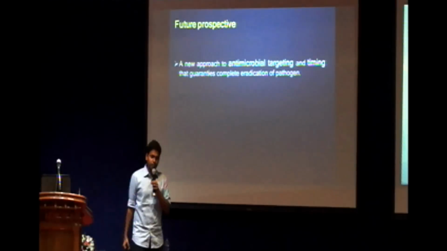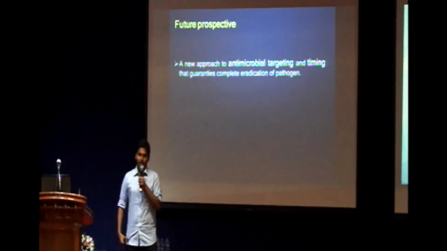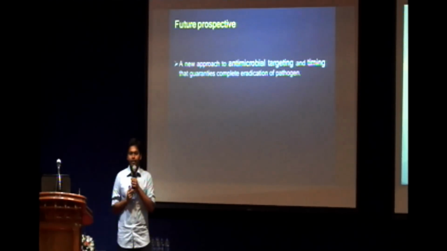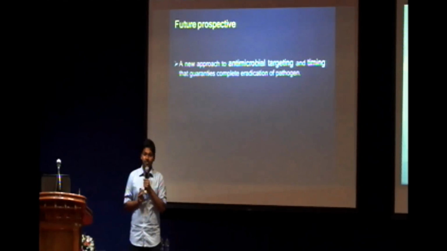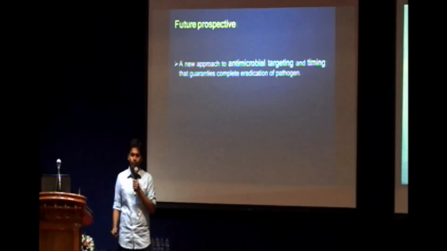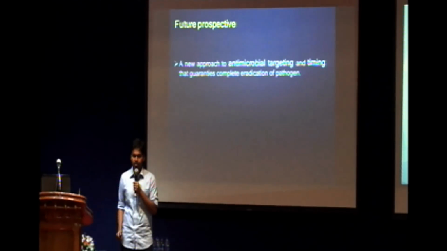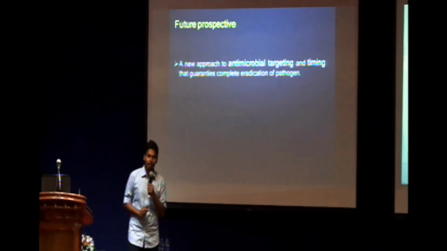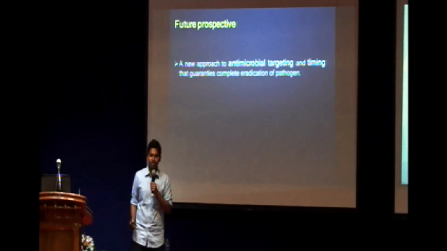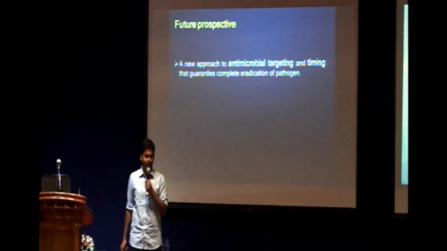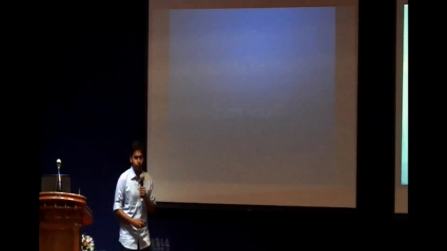Before going to the future perspective, I'd like to wrap up a little bit. Given that endurance is the key property of persister cells, there is no doubt that it is hampering our efforts in treating chronic infection. A new approach to antibiotic killing, and the timing of antibiotic treatment, which guarantees the complete eradication of the pathogen, will certainly help in the effective use of bacterial therapeutics. Thank you.